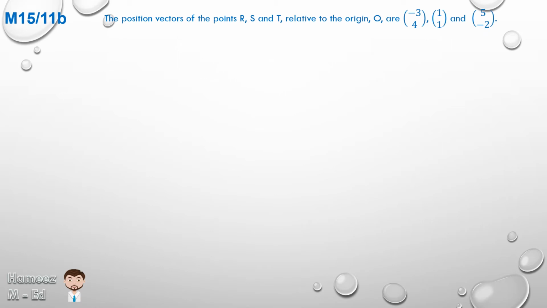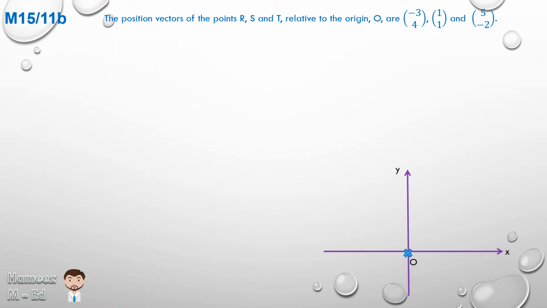May 2015, number 11b. The position vectors of the points R, S, and T relative to the origin O are (-3, 4), (1, 1), and (5, -2). Since they didn't give us a sketch in this diagram, we will make one. Let's put in the X and Y axes, and the point of intersection where they meet would be O, the origin.